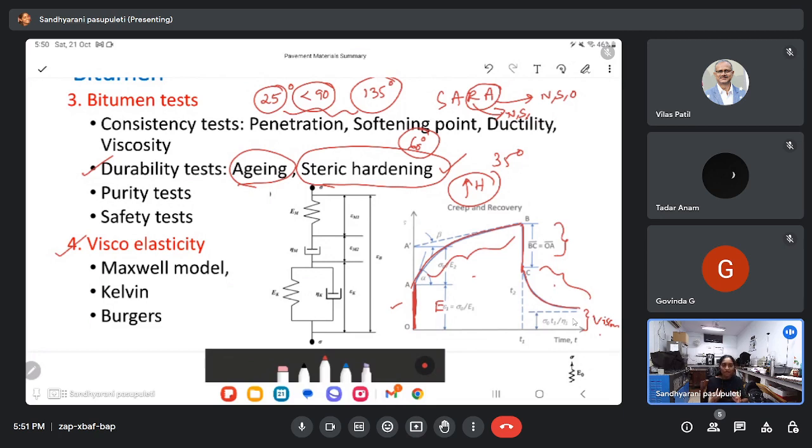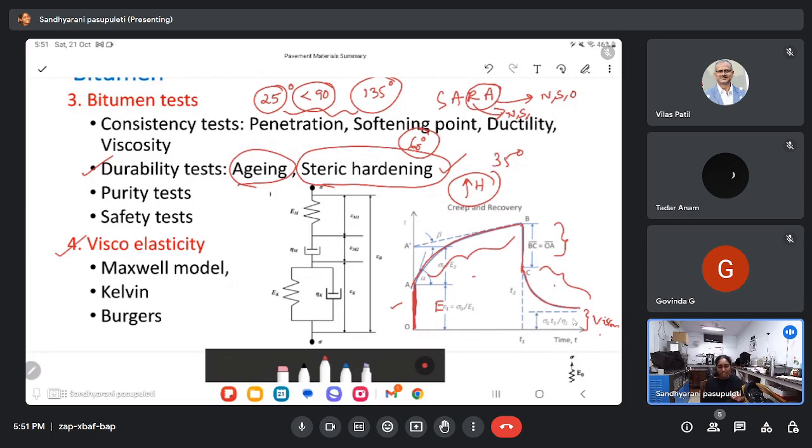So I wanted to understand what is the percentage of elastic nature, what is the percentage of viscous nature, how much is the viscoelastic nature. We need to quantify, so that if I have four different types of binders, I can actually characterize which binder is more elastic, which is more plastic, which is more viscoelastic.